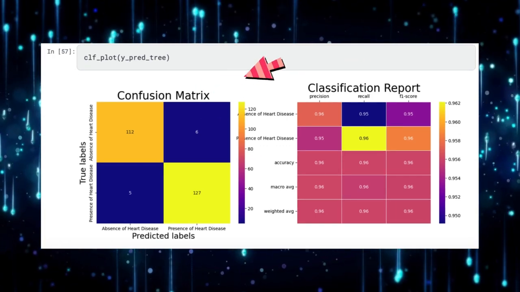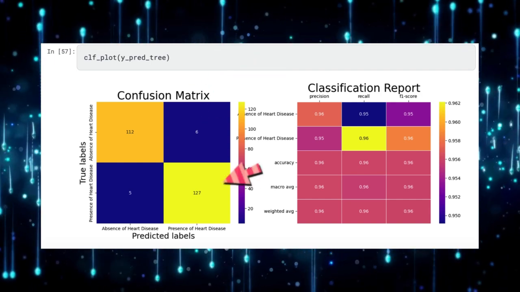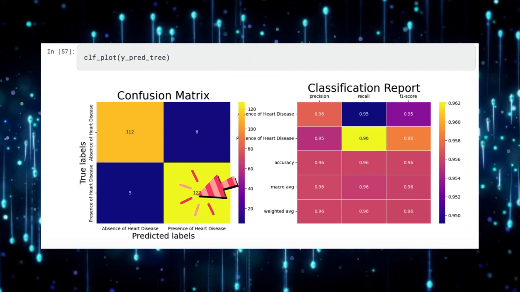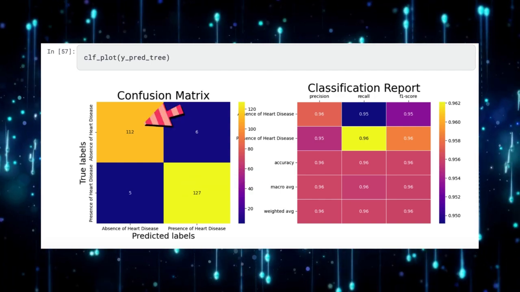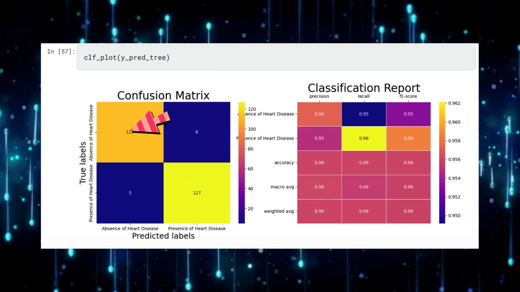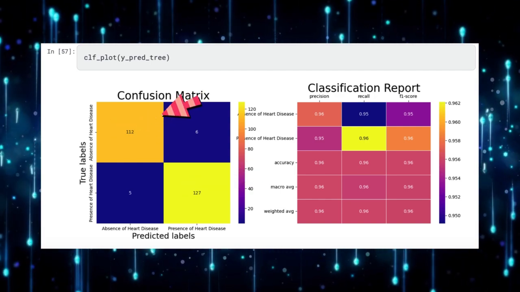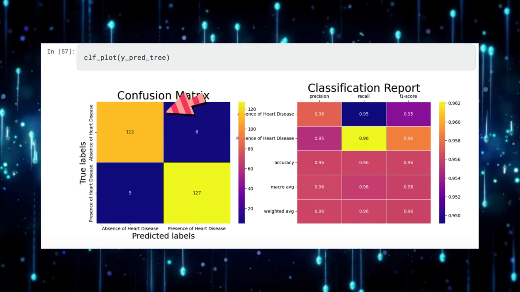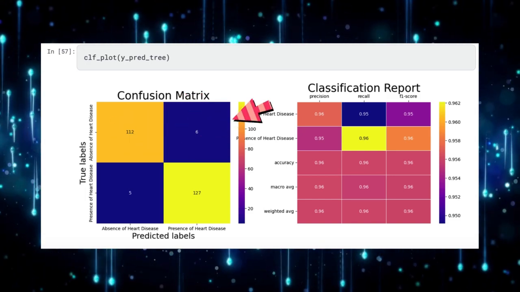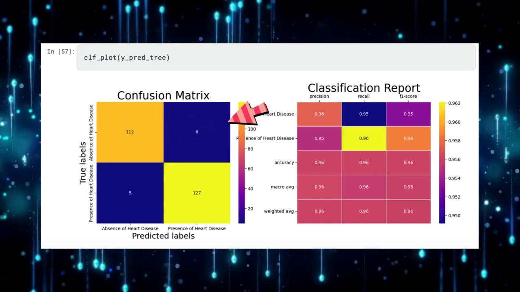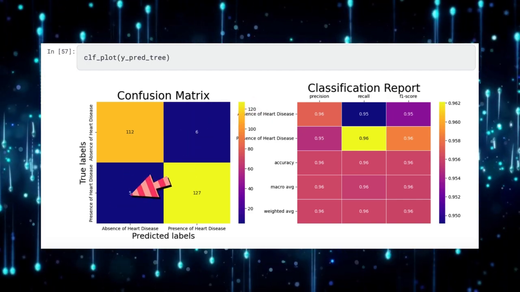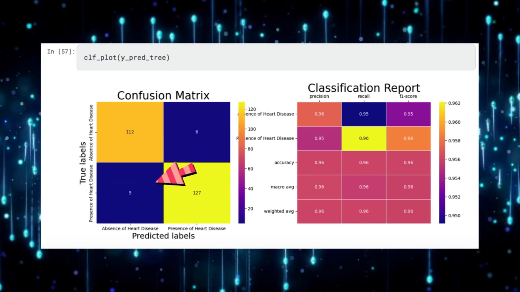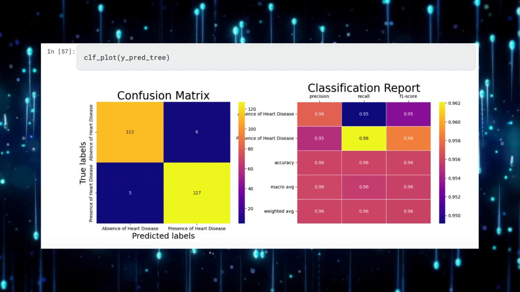Confusion matrix. True positives, TP: 127 cases where the model correctly predicted the presence of heart disease. True negatives, TN: 112 cases where the model correctly predicted the absence of heart disease. False positives, FP: 6 cases where the model incorrectly predicted the presence of heart disease. False negatives, FN: 5 cases where the model incorrectly predicted the absence of heart disease.